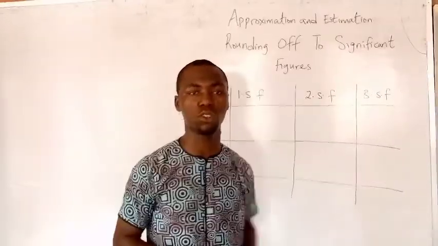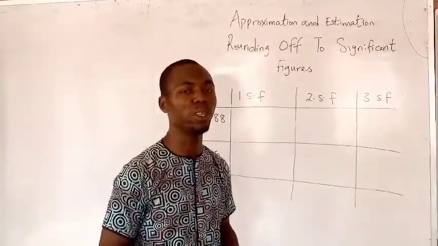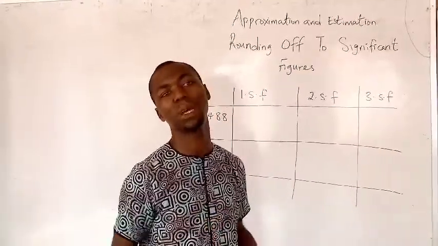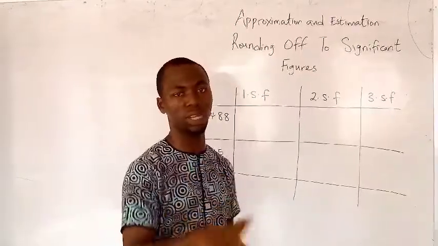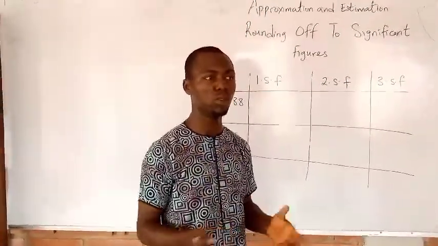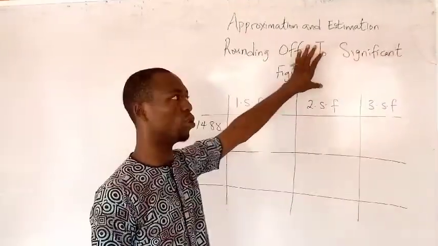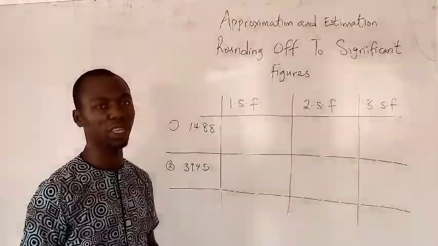You observe that in some questions in your examination, you might be asked to give your answer correct to two significant figures, two decimal places, or the nearest whole number. So sometimes we get the correct answer, but because we don't know how to round up, we begin to make mistakes. So we are going to start with significant figures. How do we round up numbers to significant figures?